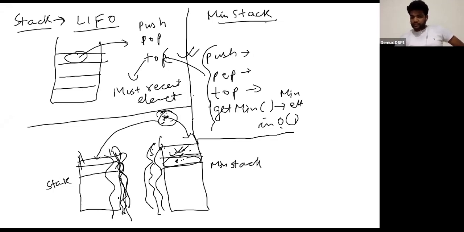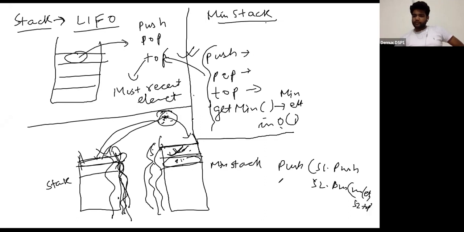So I can push the minimum of these two values as the new element. And in the normal stack, I can just push the new element. So in push, I can do S1 dot push, and S2 dot push the minimum of the element and S2 dot top, right? In pop, I can simply do S1 dot pop. In top, I can give you S1 dot top.